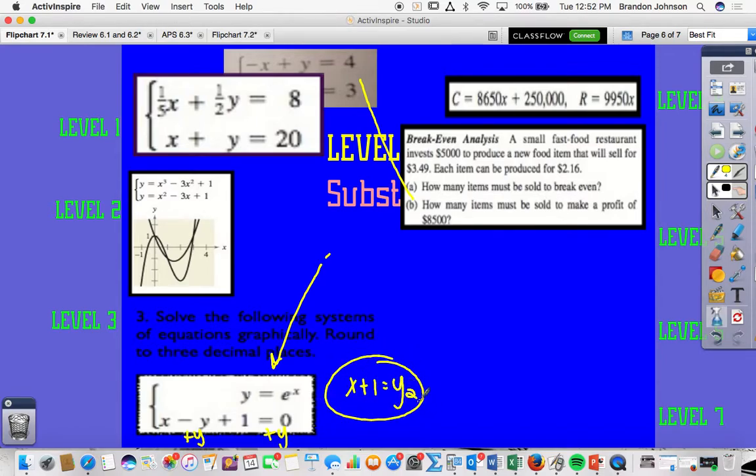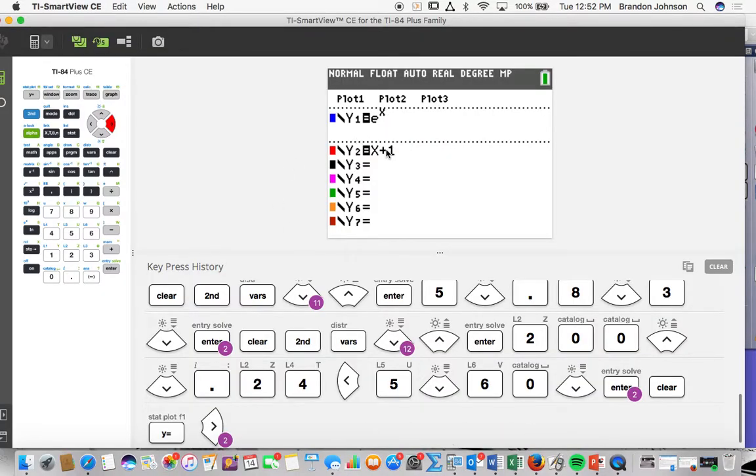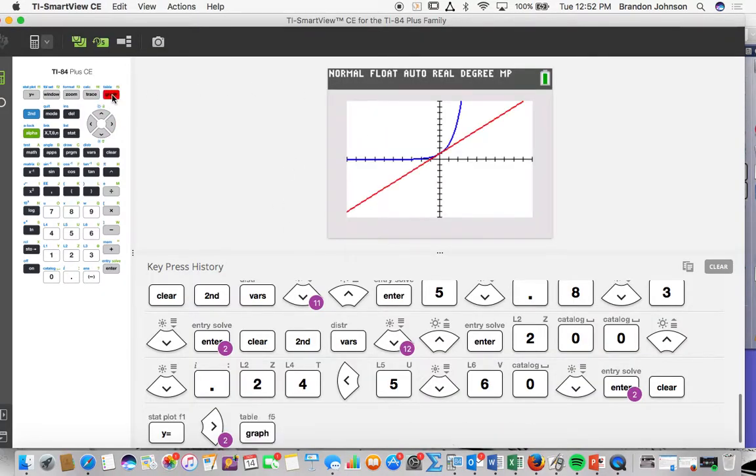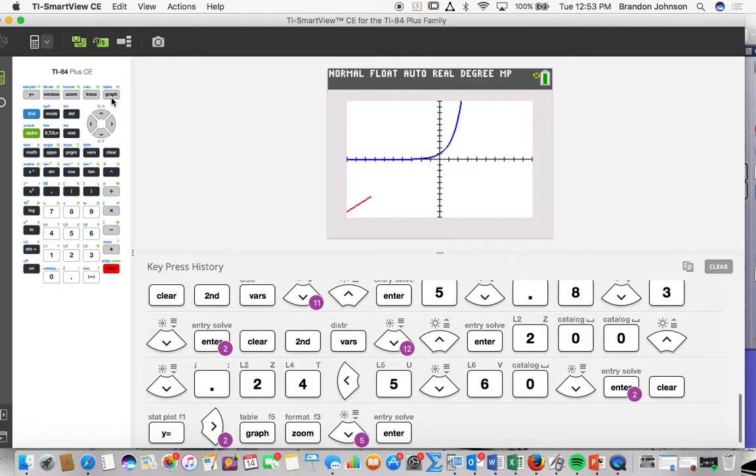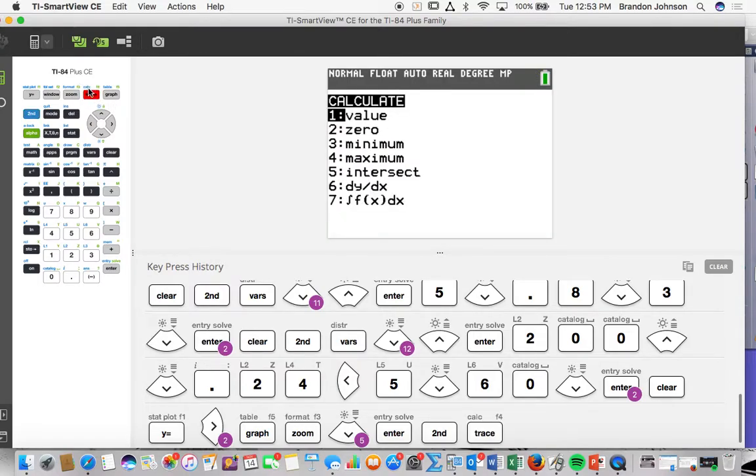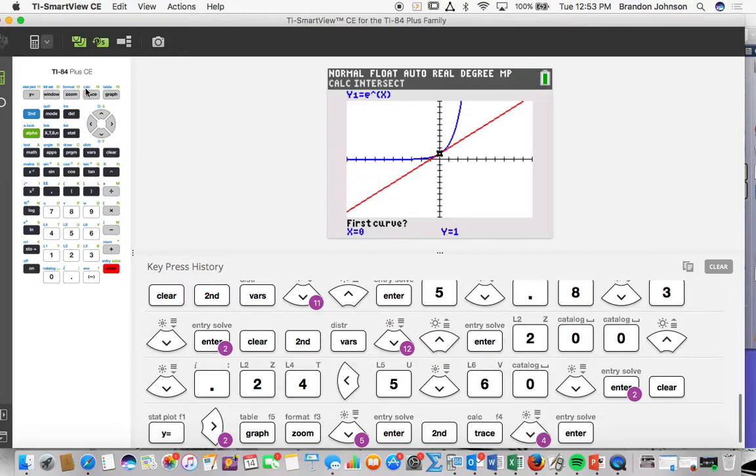And so y2 would be this one on my calculator, where y1 would be that part. So y2, we're going to plug in x plus 1 right here. Okay. Press graph. And if I can't see it, I can always go to zoom. I could try standard. There's always different options that you can take and use here. But we'll go to second trace, which is that little CALC. That's why we hit the second to get up here. Then we go to intersect.